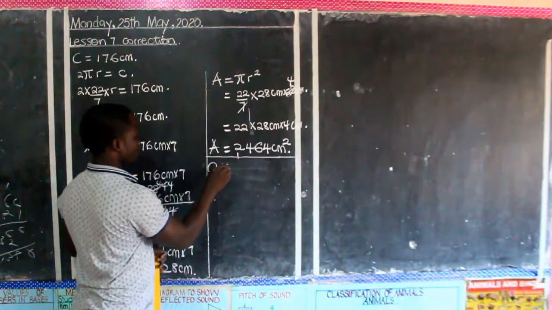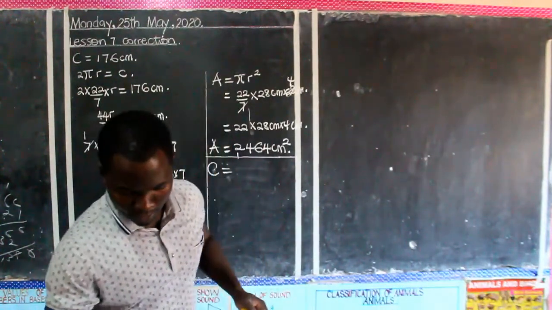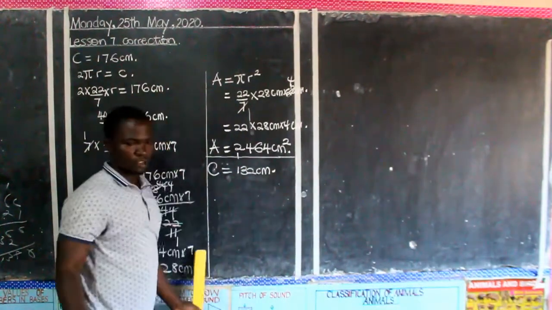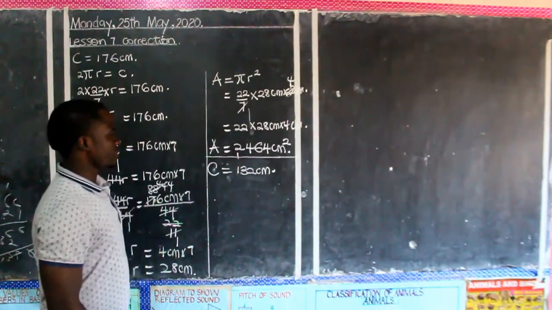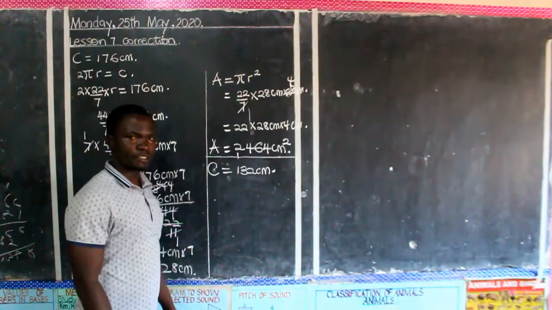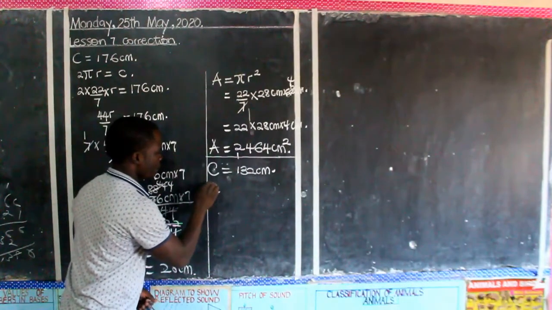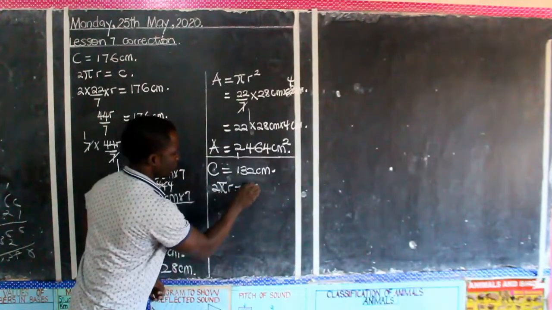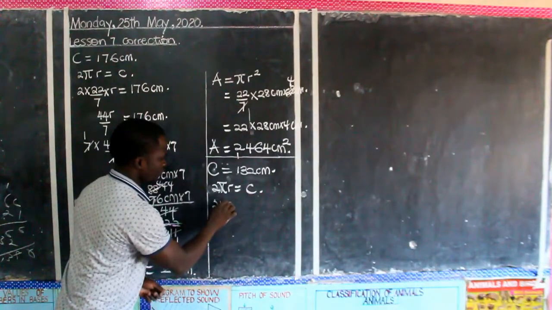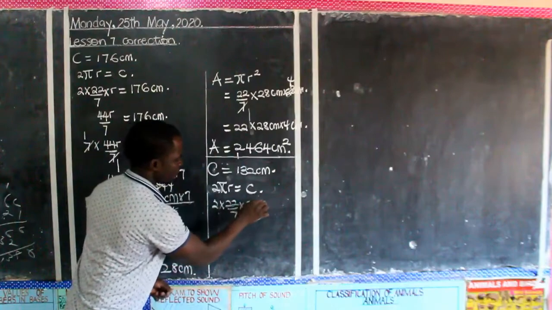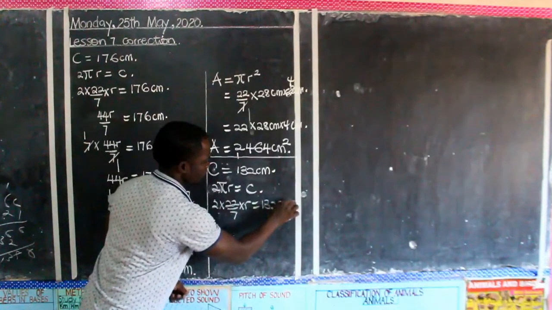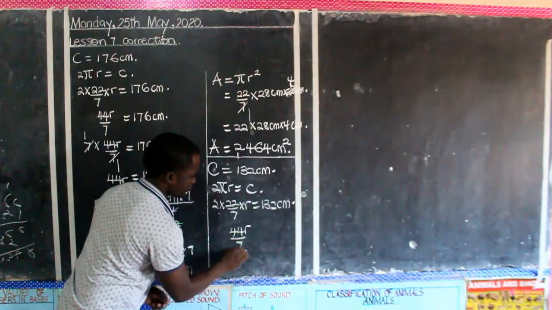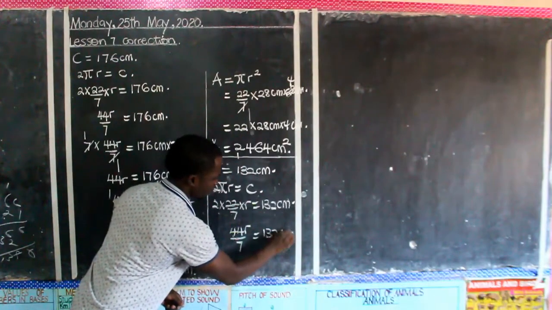Another one, the circumference given, we had 132 centimeters, and the question was asking for area. So when they give you circumference and asking for area, first find the radius. We shall say 2 pi r equals circumference, and this is 2 times 22 out of 7 times r equals the circumference of 132 centimeters. So 2 times 22 is 44, r out of 7 equals 132 centimeters.